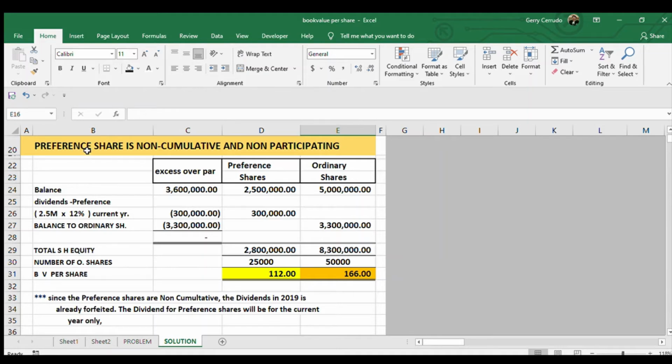We all know that the preference share is prioritized over the net assets and also as to dividends over the outstanding stocks of the ordinary shares. So they are prioritized. But in this case, since the preference share is non-cumulative and non-participating, that means to say, in the process of distribution between them, those dividends that they are supposed to receive in the previous years that they did not receive are already forfeited.